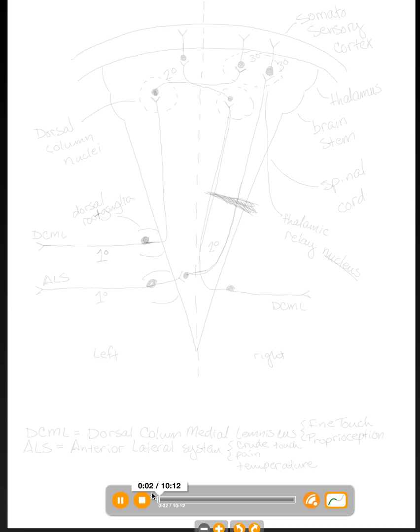Okay, so I know a lot of you probably have issues with the sensory systems, the ALS and the DCML pathways, and so I'm just going to give you a step-by-step process of how to tell them apart. This should help you lay a foundation for how to recognize them and how to know where your sensory information is coming from.